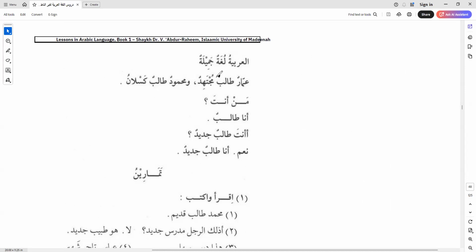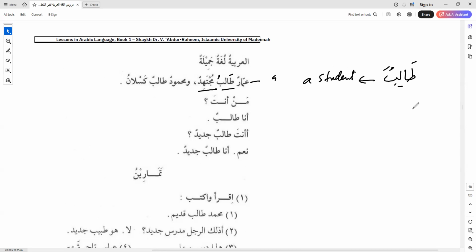Ammaru talibun mujtahidun. Mujtahidun. So Ammar is a boy. So talibun is a student. It is a noun that indicates masculinity. So talibun, a student.